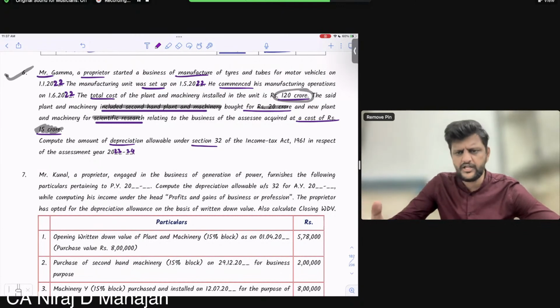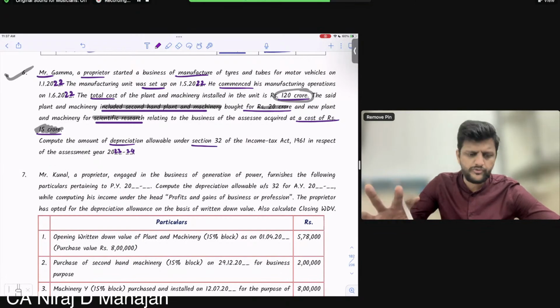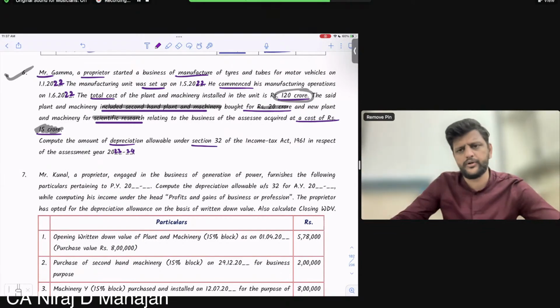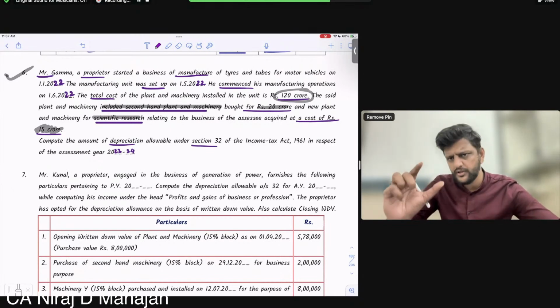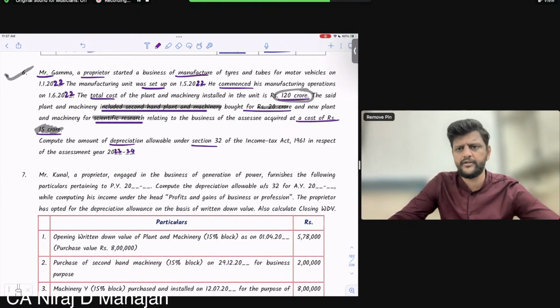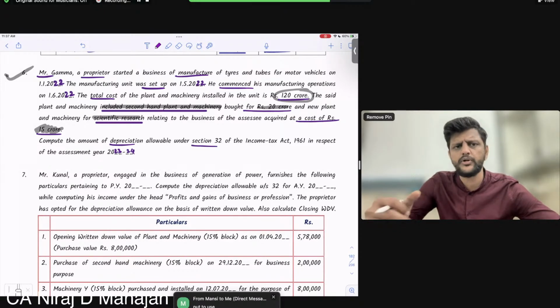But not necessarily my depreciation should start also on 1st May. For depreciation, what wording is important? Just like section 3 PY date of setup is important, for depreciation what is the word that is important? From that day my depreciation starts. Very good, Mansi. Put to use.